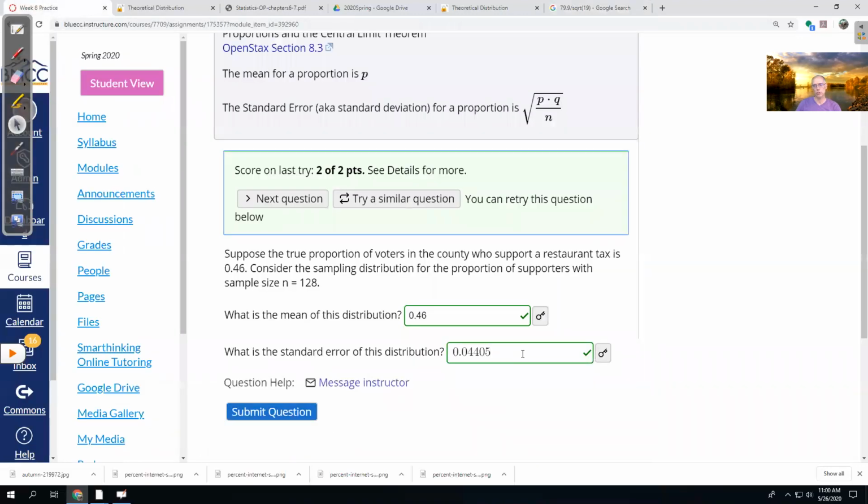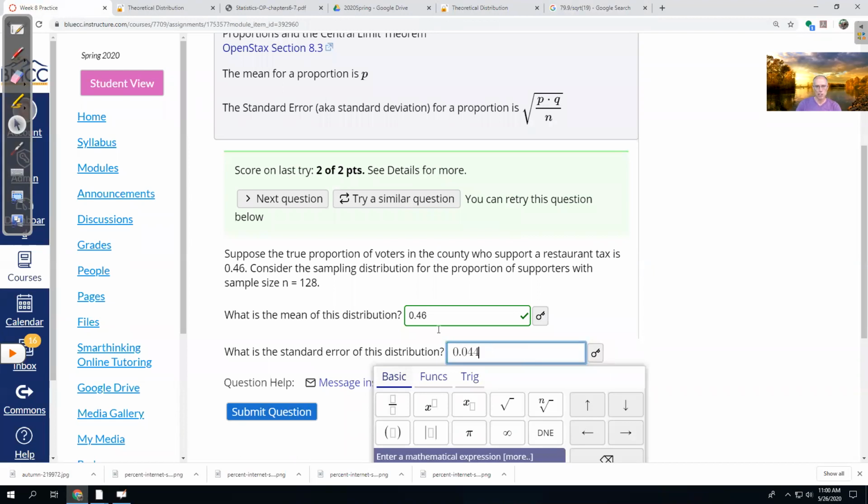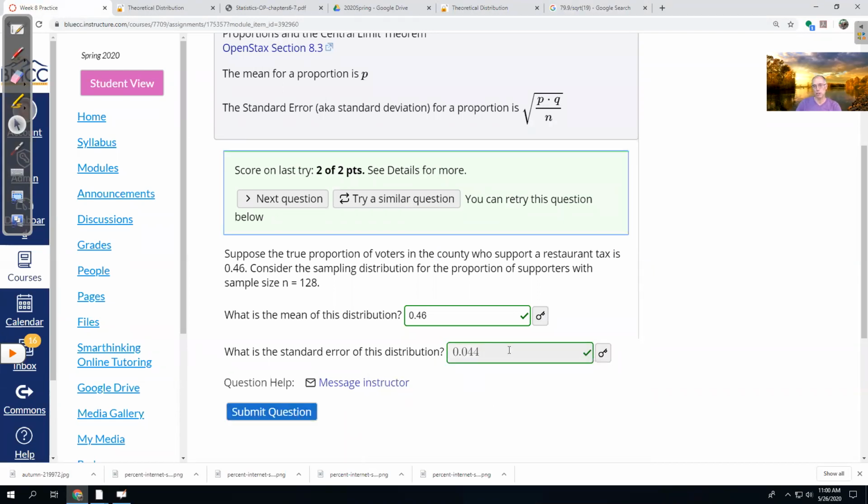Yeah, so that's acceptable too. If I try to enter too few decimal places, the computer might not like it. And then that's my 3 tries, so I'm done. Yeah, so it wasn't too picky on rounding here.